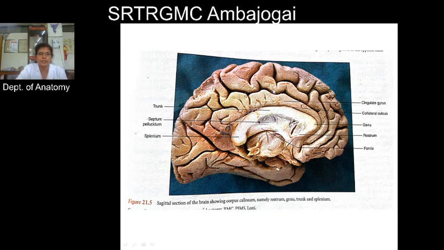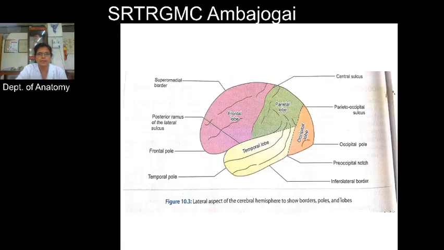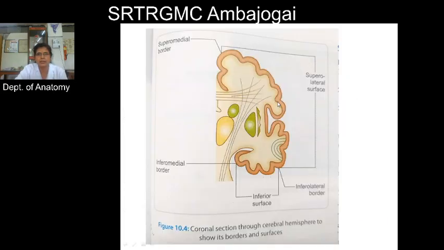The superolateral surface is large and convex, and externally it is related to the vault of the skull, or the skull cap.